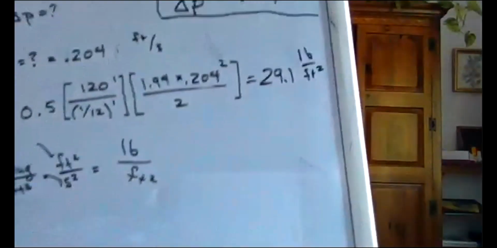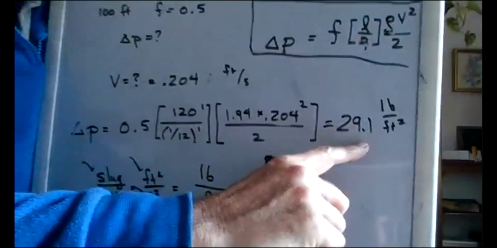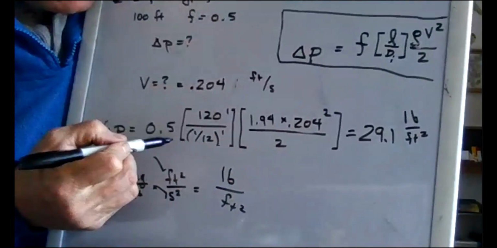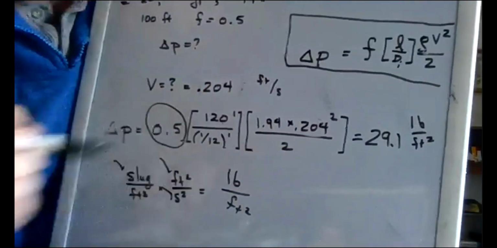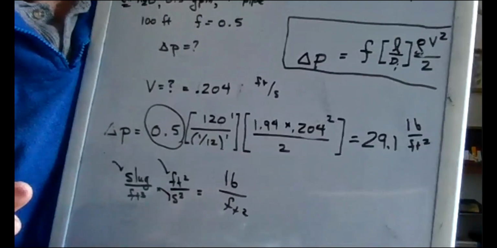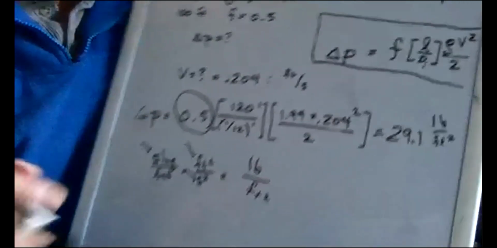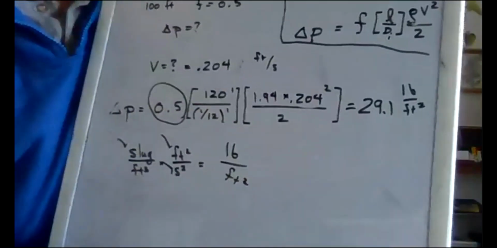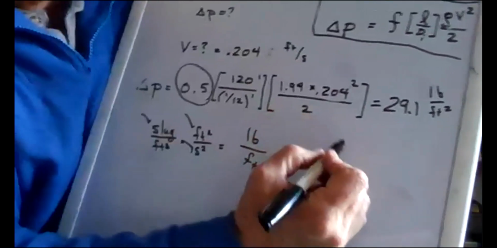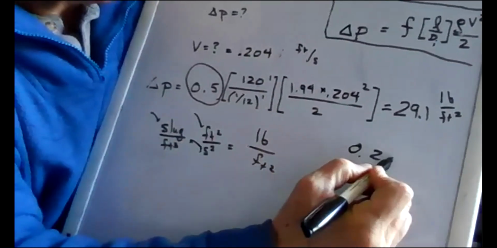By the way, it turns out that that is an unreasonable loss in this situation for laminar flow, and the culprit is this estimate that I gave you, which is 0.5. It turns out our friction factors in general are going to be smaller this semester. All right, so to convert it into PSI, I would divide it by 144. And I get 0.2 PSI pressure drop.